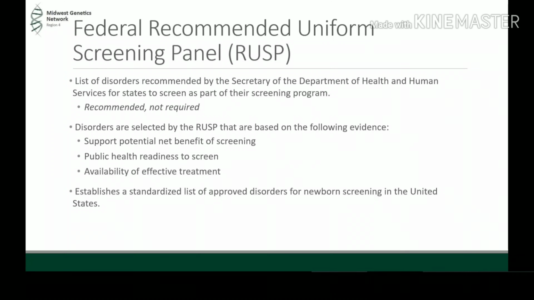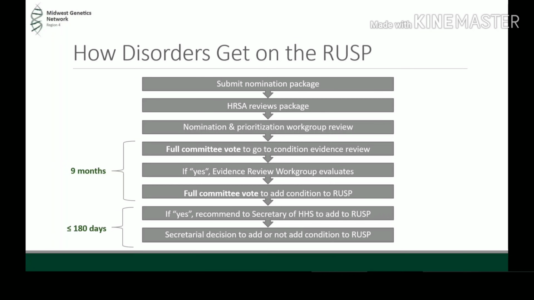So this slide illustrates the steps needed for a disorder to be included on the RUSP. To begin, a disorder must be, quote unquote, nominated and a nomination package submitted. This nomination package includes, but is not limited to, information on the natural history of the disorder, treatment effectiveness, and the availability of a suitable screening test. Once that nomination package is received, it is sent to a work group called the Nomination and Prioritization Work Group. And this group assesses whether the disorder seems to meet the screening criteria that we've discussed earlier on.